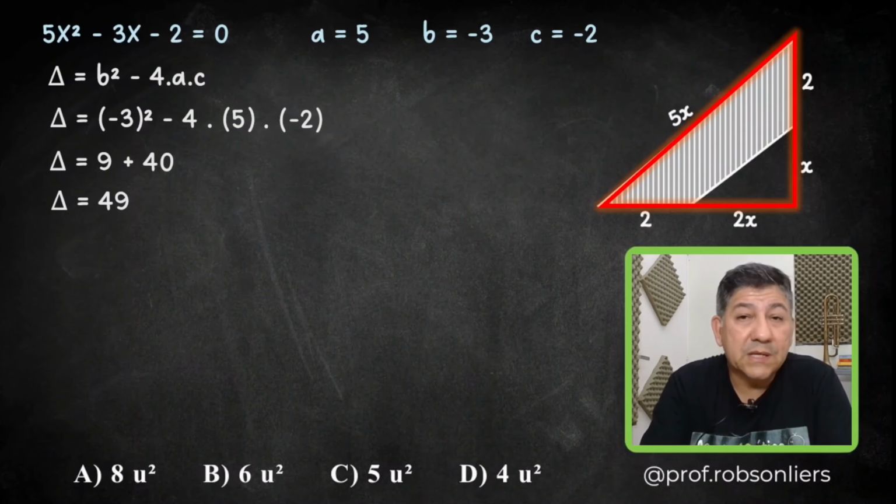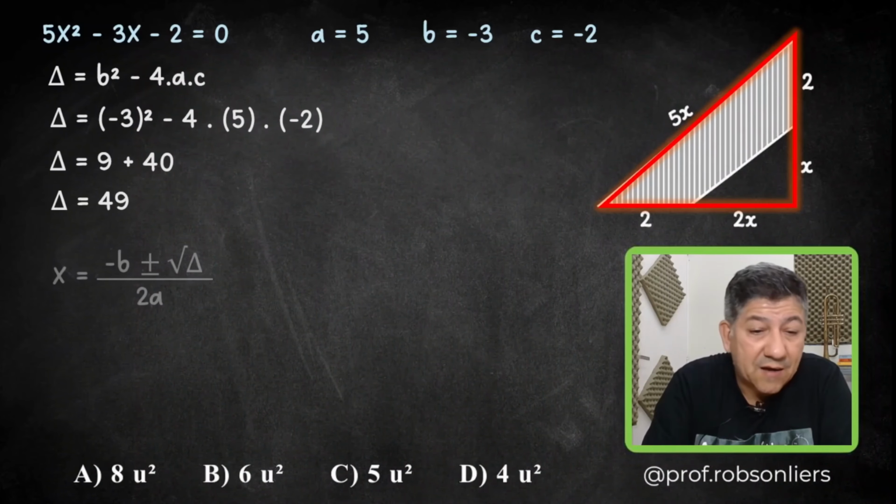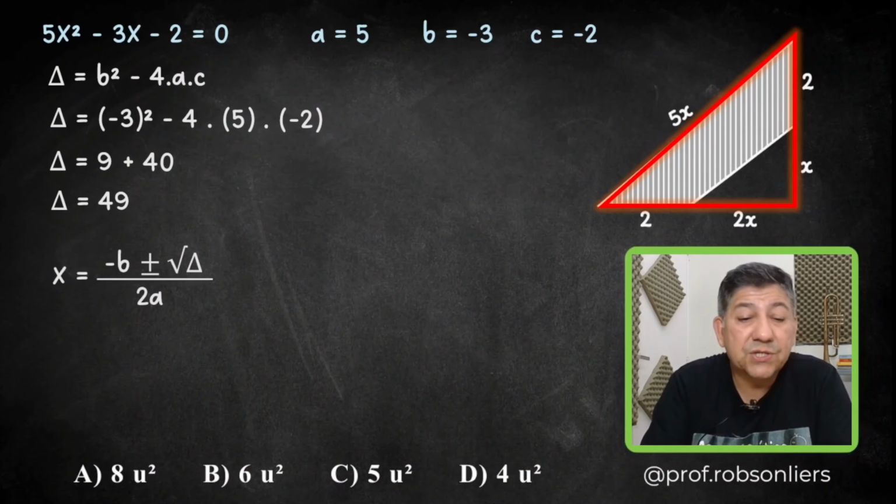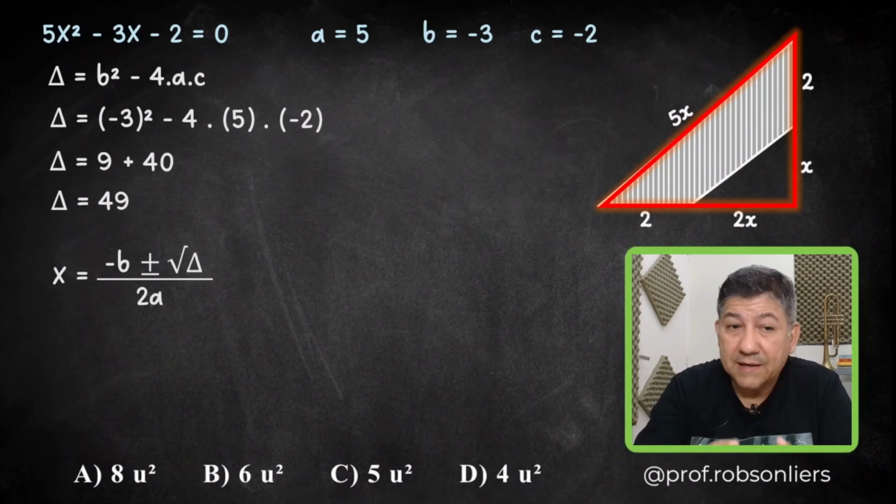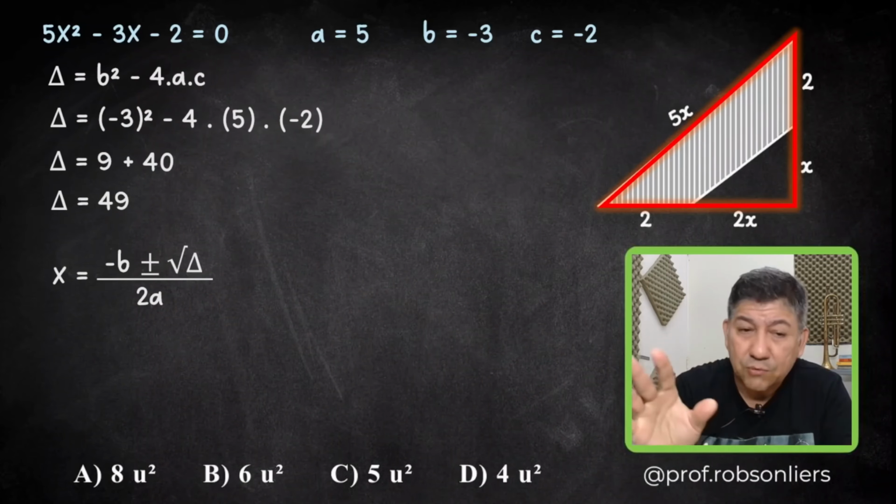Now that we've found the value of delta, let's use the quadratic formula, which is x equals minus b plus or minus the square root of delta, all of that over 2 times a. You should know that by heart. To solve a quadratic equation, you need to know delta and you need to know the quadratic formula, all right? With practice, you'll learn that quickly. The more you practice, it just sticks in your mind, all right?